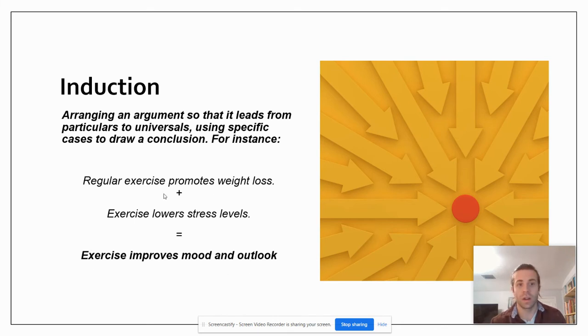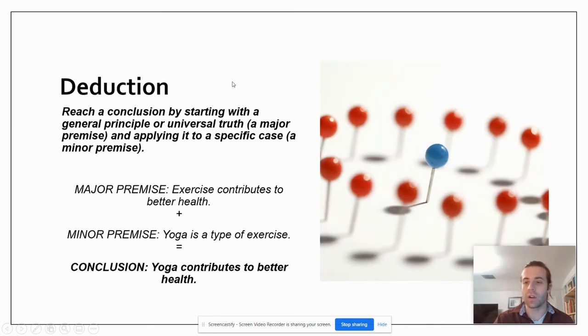If you are losing weight, you're feeling better about yourself. If you are lowering stress, you're feeling better about yourself. So it makes sense. If we look at this specific result of exercise and this specific result of exercise, here's going to be sort of my universal principle. So a specific to broad conclusion, that's considered induction. Like all of our pieces and parts point to this idea. This is countered, not necessarily countered, but the opposite would be deduction.